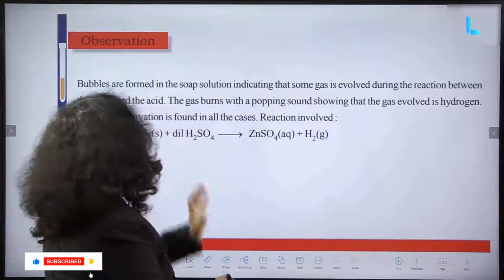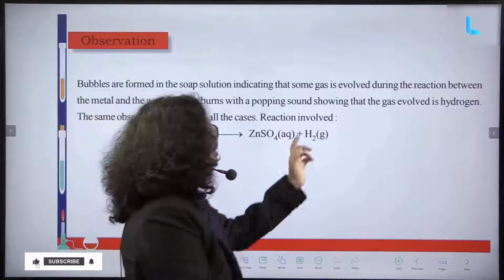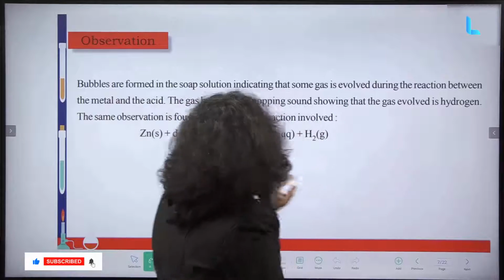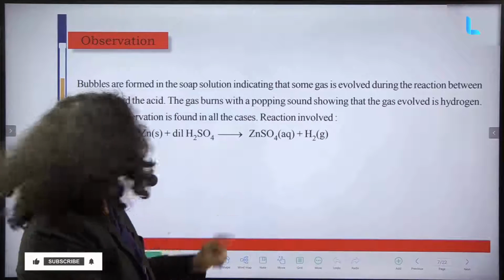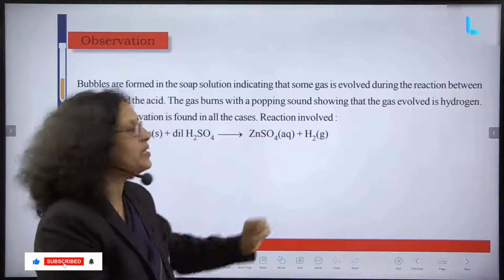Now bubbles are formed in the soap solution, indicating some gas is evolved during the reaction between the metal and the acid. Now the gas burns with a popping sound.